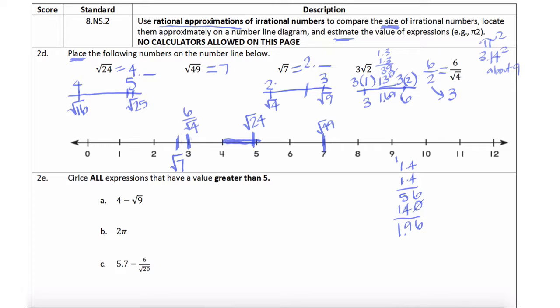1.3 squared was 1.69, too low. 1.4 squared was 1.96. That is 4 hundredths away from 2. That's very close to 2. So let's use 1.4 as an estimation. So 3 multiplied by the square root of 2 is 3 multiplied by 1.4. That's going to get us a good estimate of 3 times root 2. So we're going to find 4, and we're going to say it's approximately here. It's a little bit less than 4.5, but bigger than 4. 3 square root of 2.